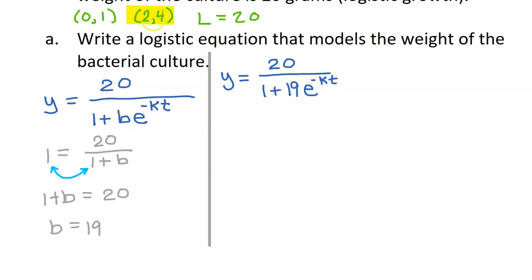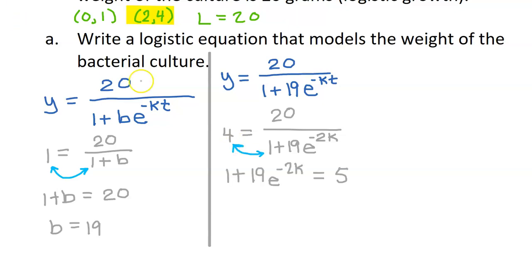Now let's use the other point we were given and see what happens. When t is 2, y is 4. That gives us this equation. Now we can swap the denominator with the 4. 20 divided by 4 is 5, so we have this. Subtracting 1 from both sides, we have this. And dividing both sides by 19 gives us this.